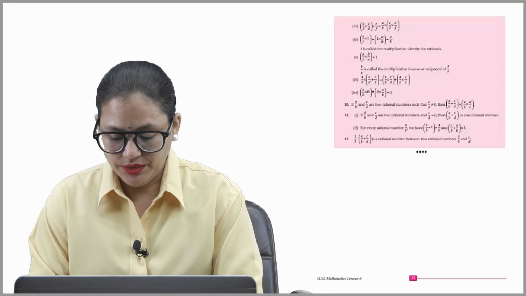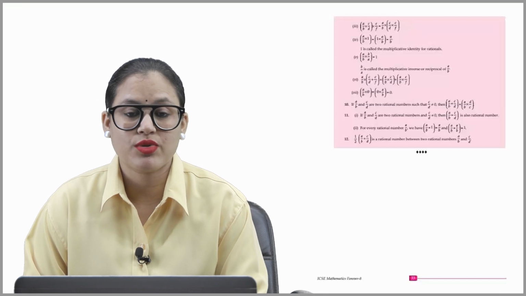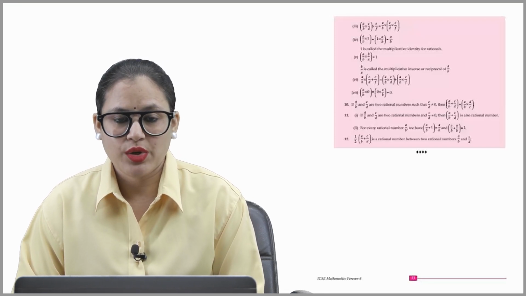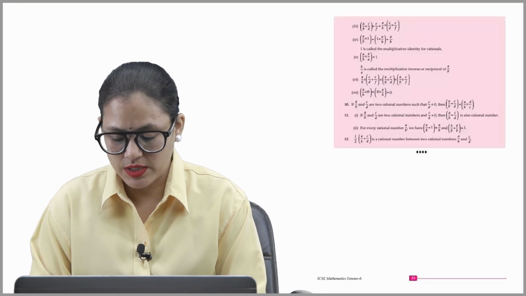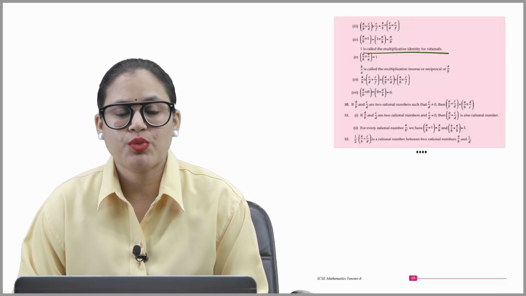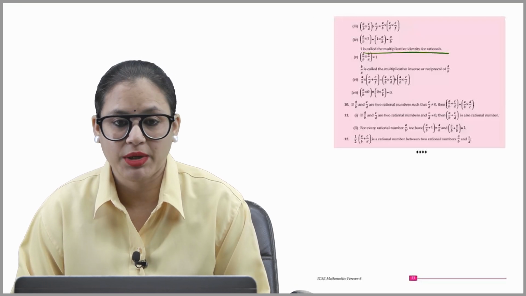One more property is given here. A by B into C by D into E by F is equal to A by B into C by D into E by F. Number 4, A by B into 1 is equal to 1 into A by B is equal to A by B. 1 is called the multiplicative identity for rationals. Number 5, A by B into B by A is equal to 1. B by A is called the multiplicative inverse or reciprocal of A by B.